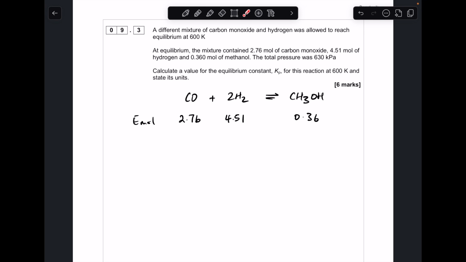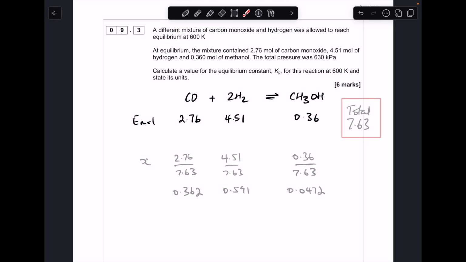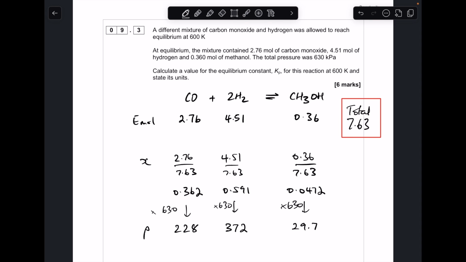Moving on to part three, it's the same reaction, but we've got different moles at equilibrium. So we don't have to do the ICE stuff, literally go straight to the equilibrium moles, work out the total moles, and then we can work out our 3 mole fractions. So there's my 3 mole fractions. You just do the moles at equilibrium divided by the total moles, which was 7.63. From this, we can now multiply these by the total pressure to get our partial pressures. So there's the 3 partial pressures there.